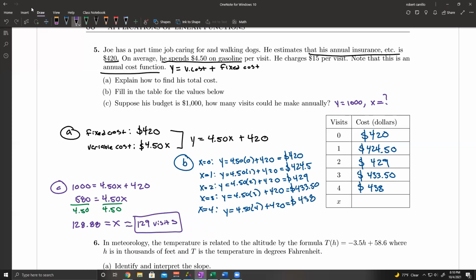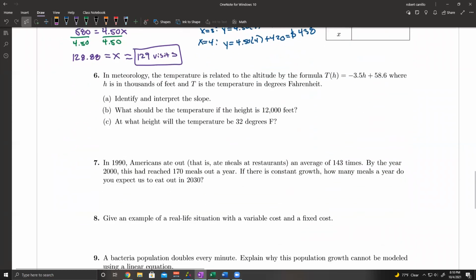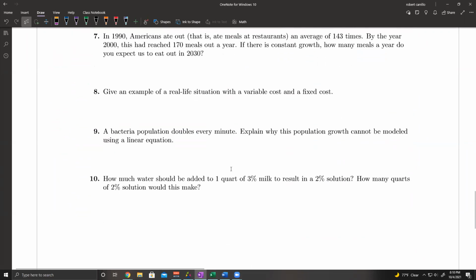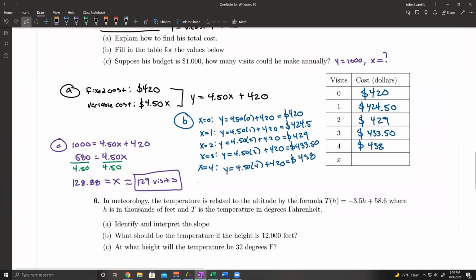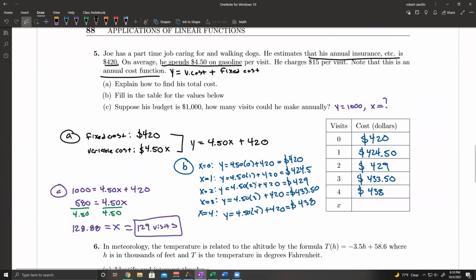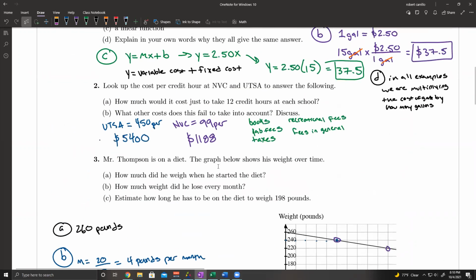All right, what's left? Number 6, number 7, okay, cool. Let's go ahead and finish these on Wednesday. So we'll stop there. Okay. Everybody good?